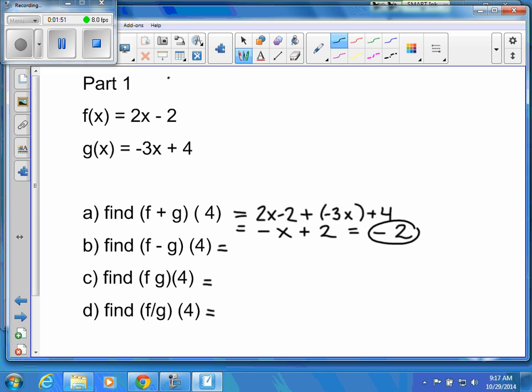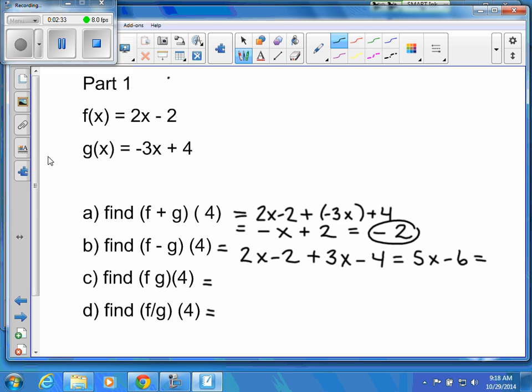Now you're going to do it again. You're going to find f minus g of 4. The first thing you're going to do is simplify f minus g. So I'm going to put down 2x minus 2. Okay, now you're subtracting your g. So when you subtract your g, you're going to change them to their opposites. So it's going to end up being a positive 3x minus 4, which simplifies to 2x plus 3x is 5x minus 6. But you're not done, because now you need to plug the 4 in for x.